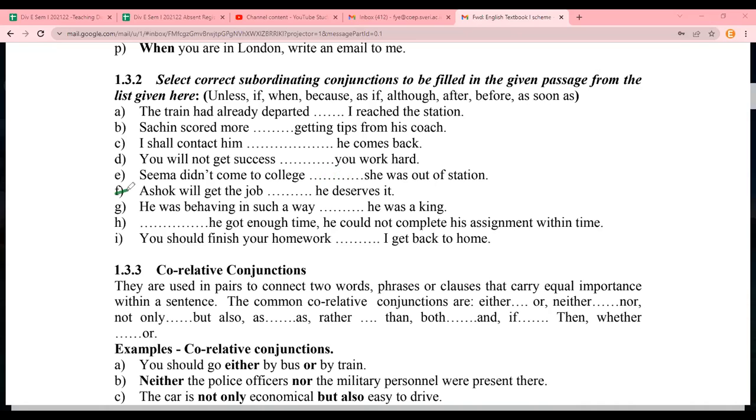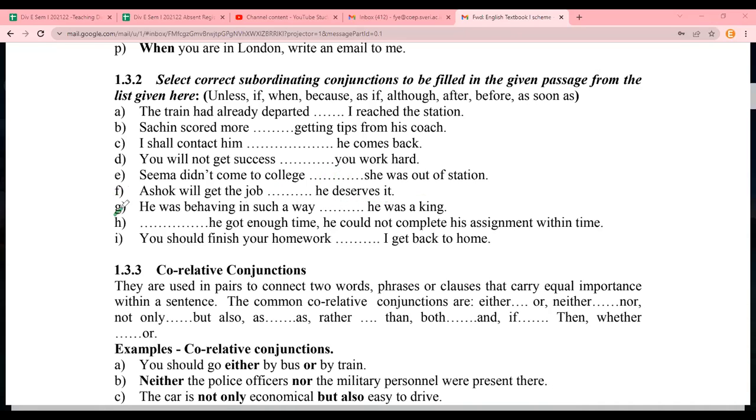F, Ashok will get the job dash he deserves it. Because. Because you may use, but you can also think of if he deserves it. So those who don't know the meaning of deserve, you can check the dictionary. If he deserves, then he'll get.